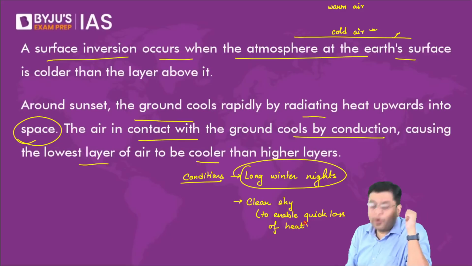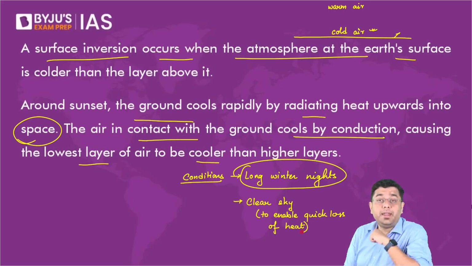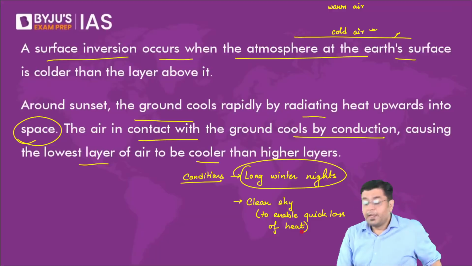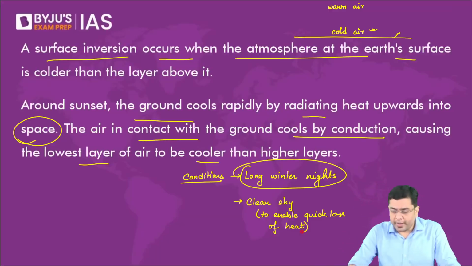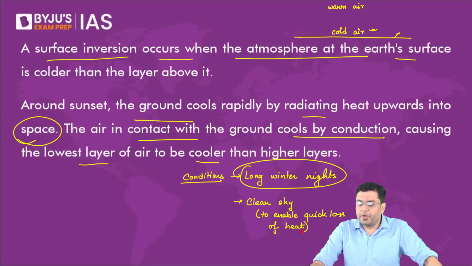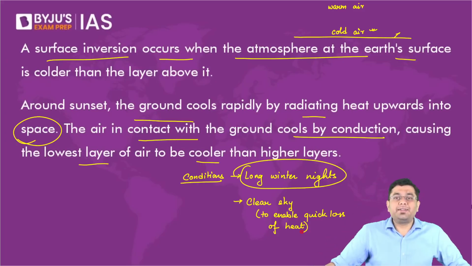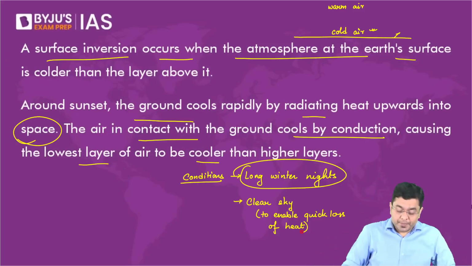Because if there is cloud cover, clouds will have water vapor. Water vapor will retain heat. It will not allow the heat to be lost. That is why in cloudy nights it is warmer. In clear sky nights, it is going to be much colder. So this is a kind of inversion that we refer to as the surface inversion.